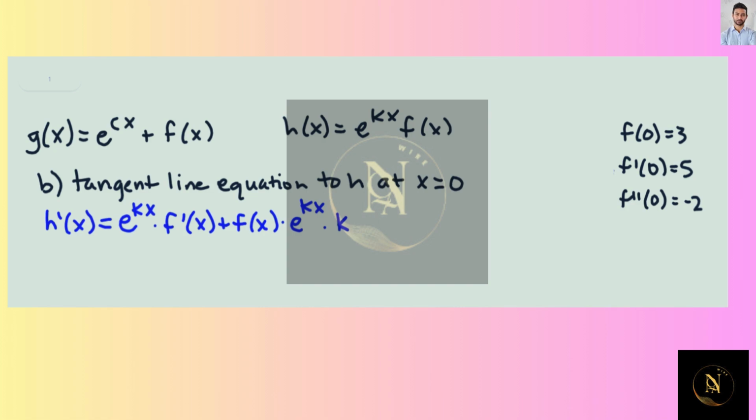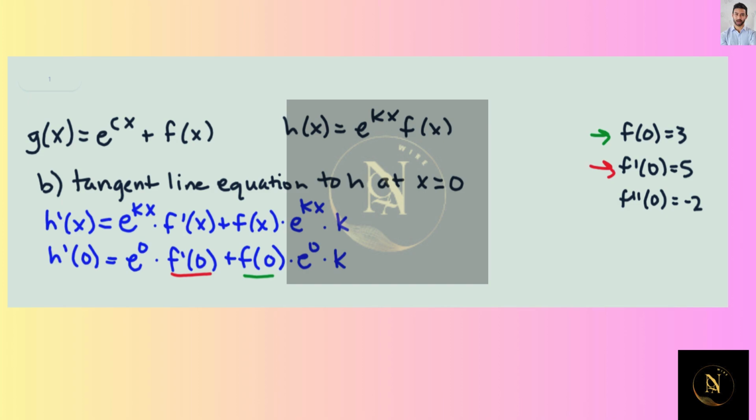Now let's substitute 0 in there because we want the slope at x equals 0. So we have h prime of 0 equals e to the k times 0, that would be e to the 0, times f prime of 0 plus f of 0 times e to the k times 0, that would be e to the 0, times k. All right, f prime of 0 is 5, and f of 0 is 3, so we can substitute those in. E to the 0 is 1, so we have 1 times 5 plus 3 times 1 times k. So we have 5 plus 3k. That's the slope of the tangent line.